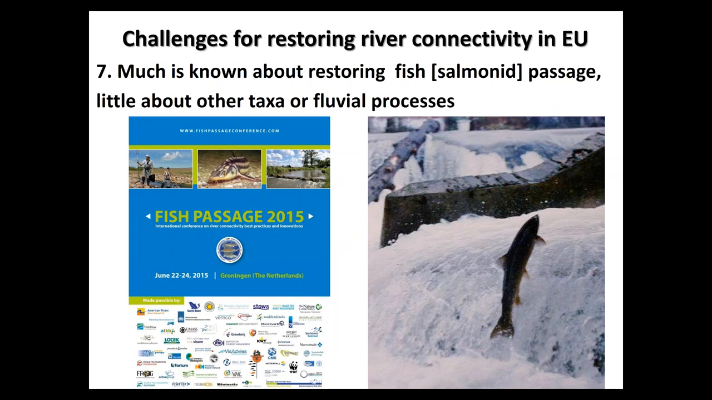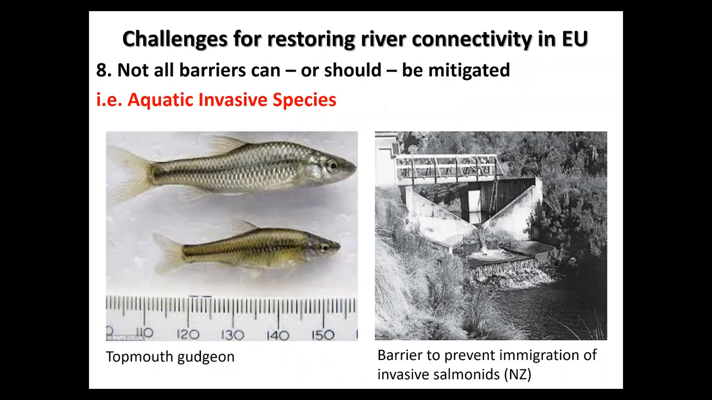Then another challenge for restoring river connectivity in Europe that AMBER would like to address is represented by the fact that, except for fish, we know very little about how restoring river continuity in rivers works, concerning other taxa rather than fish, and also concerning fluvial processes. So river continuity is not only a matter of fish. But another problem is that it is worth mentioning that not all barriers can or should be mitigated.